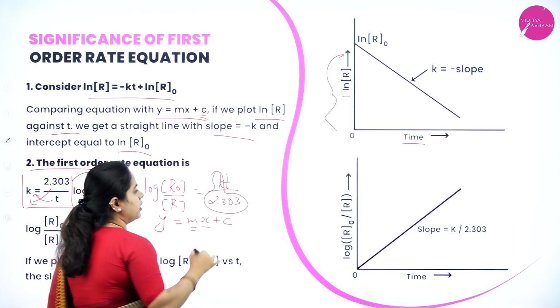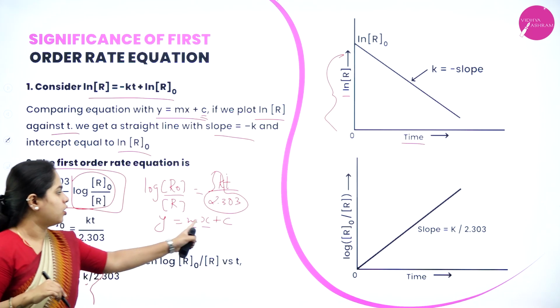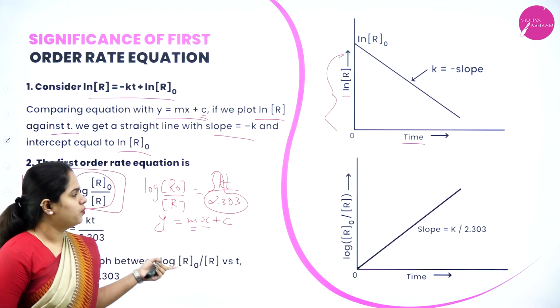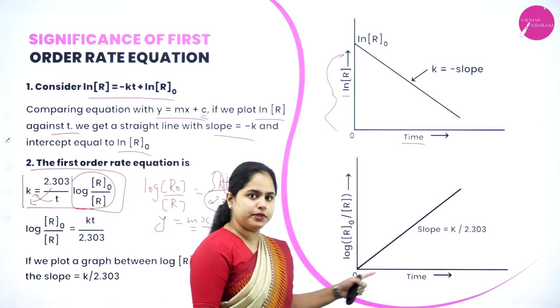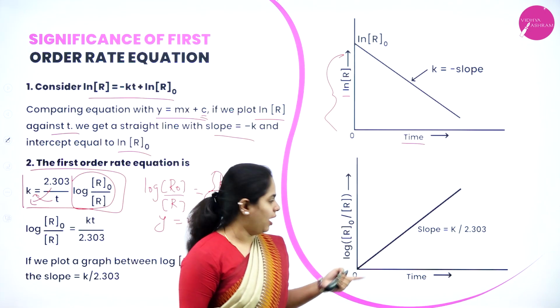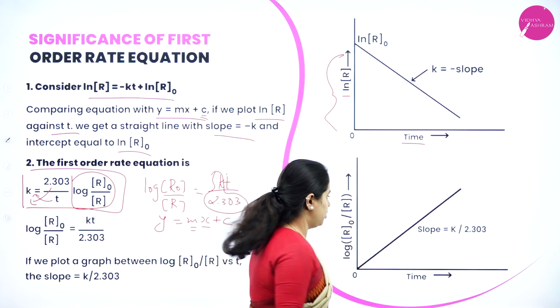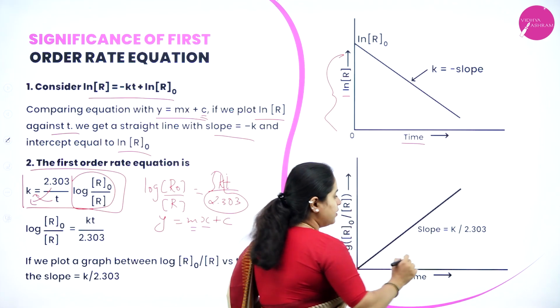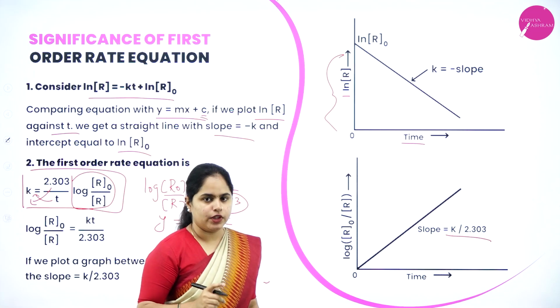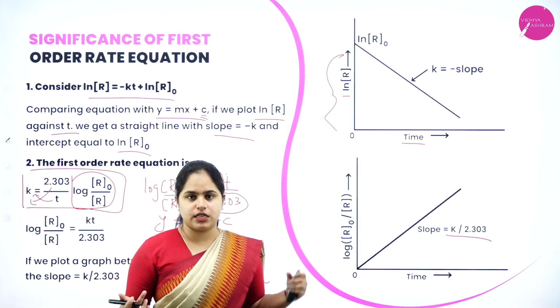This much portion will be the m, and the constant c. So this much will be the slope value. So now let's plot the graph between log R0 by R. It's not ln, log R0 by R versus time. You'll get a graph like this, in which the slope will be equal to k by 2.303. So I hope the significance of this graph is clear.